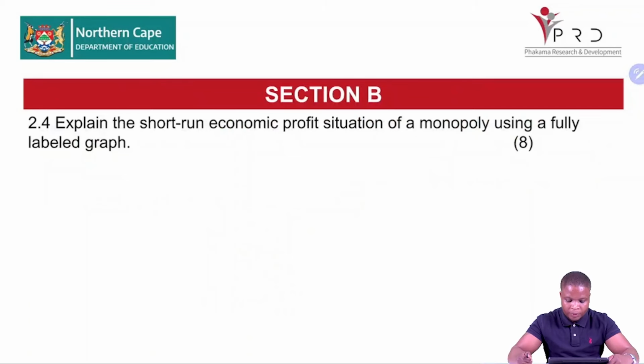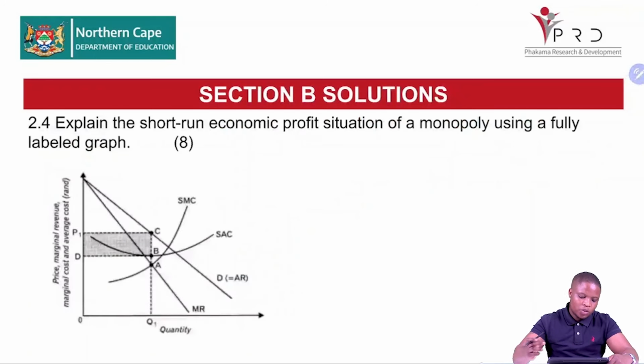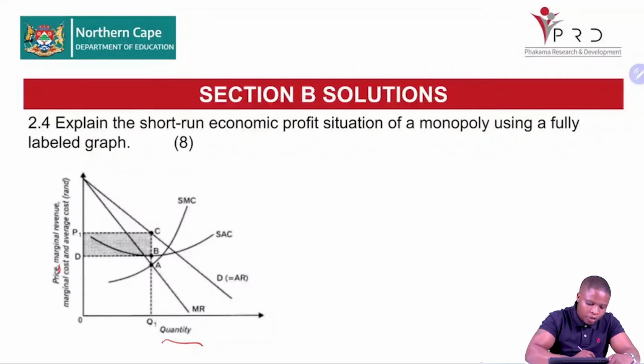Right, grade 12. Let's look at the marking guideline. So this is the graph that you're supposed to draw. First, you put in your axes: price, cost, revenue, then quantity. After that, you put your AR curve, and then your MR curve, which lies below. Then you put your cost curve. Your AC must get inside of your AR, which indicates that you will be making profit.